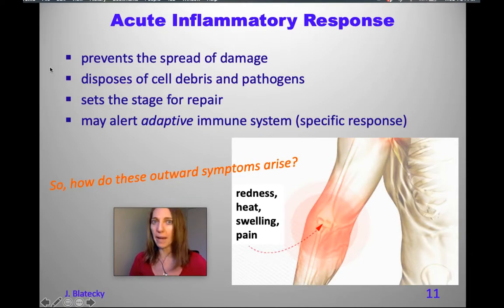This process and thinking about the benefits of the acute inflammatory response begs the question of, should we continue to ice injuries? So an ankle sprain, should we ice it? If you think about what's at the core of icing an injury, what it's doing is reducing the redness, reducing the heat, reducing the swelling. And ultimately what we're working to do is to reduce the pain, right? But in reducing all of those things, are we not also making it more difficult for the body to prevent the spread of damage? Are we as efficient at disposing of cell debris and pathogens?